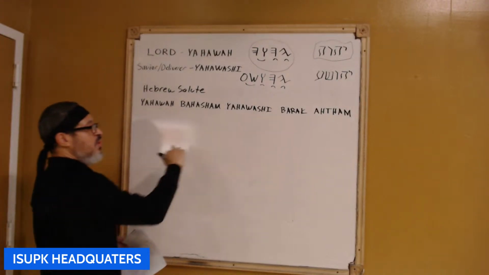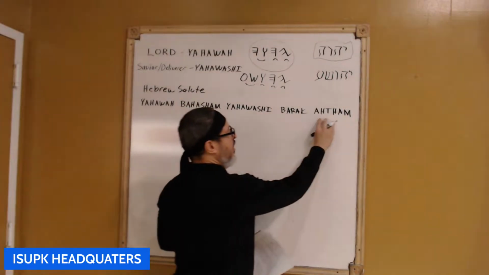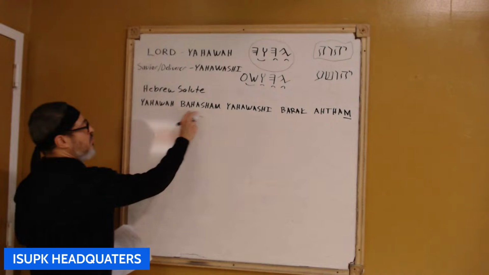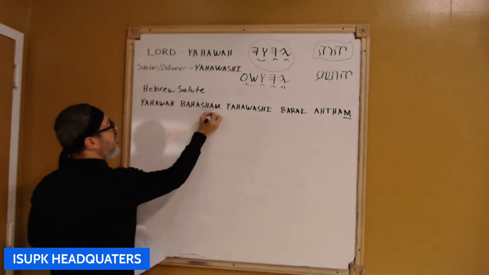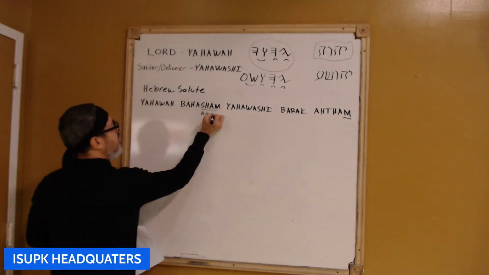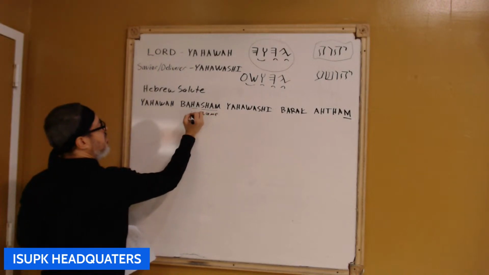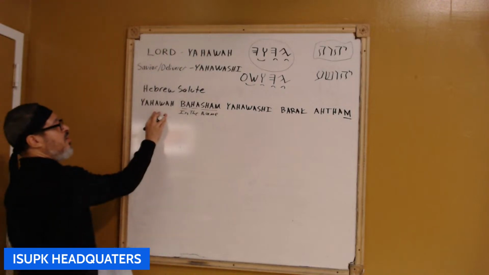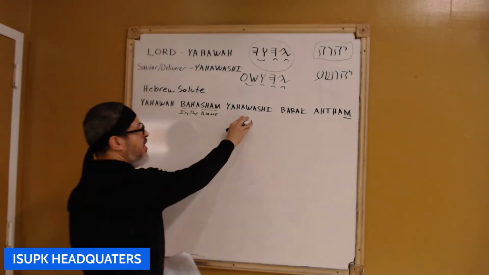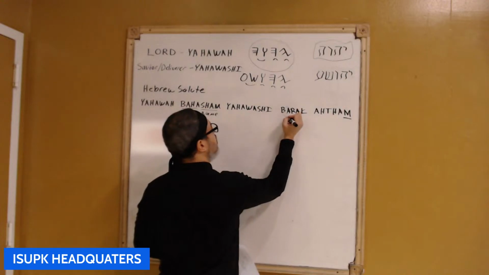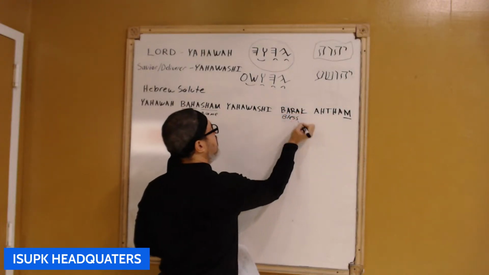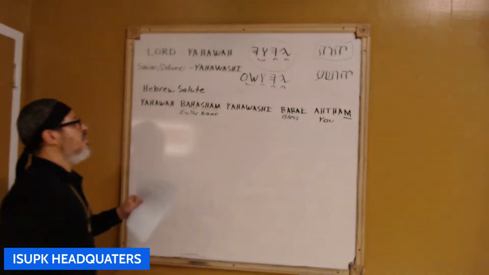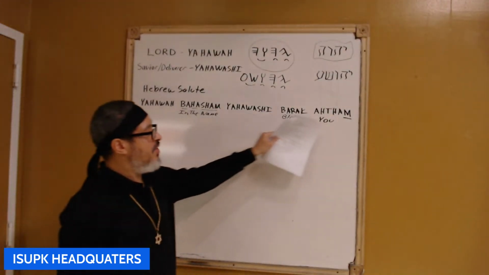And this is done to the brothers. So we say a thumb. Notice it's got the M at the end. What's Bahasham? Well, we learned Sham already. That's name. Ha is the. Ba is in. Yahweh. And the name, Yahweh Shai, Barak, which is bless. A thumb, you. Yahweh Bahashem, Yahweh Shai, Barak, a thumb.